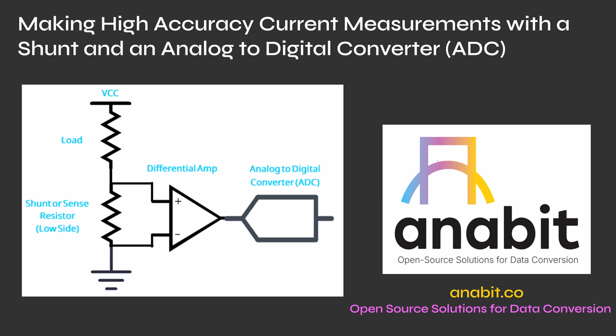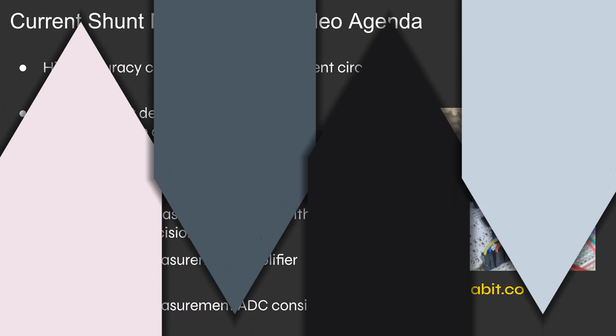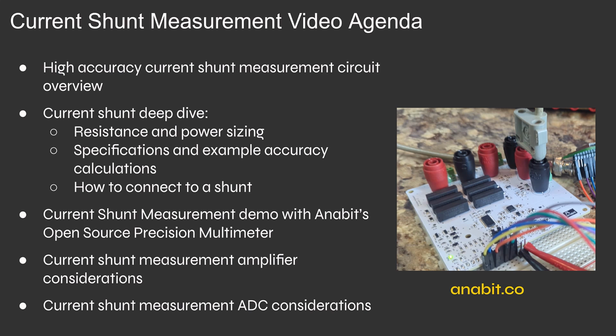This is Neil from Anabit, and welcome to making high accuracy current measurements with a shunt and an analog to digital converter, or ADC. Okay, here's an overview of what we're going to cover in this video.